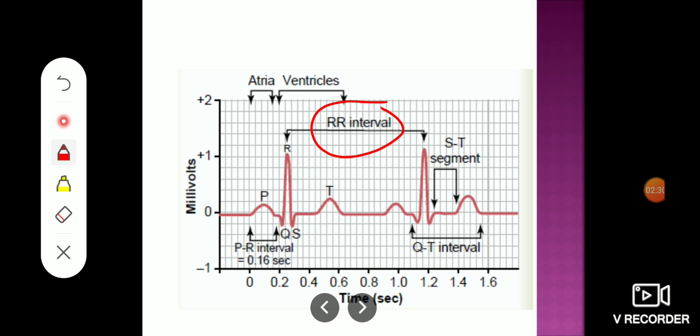Now the question will come: why do we want to know the heart rate from the ECG? Under normal conditions we don't need it, but when there are ventricular arrhythmias, atrial arrhythmias, or when the ventricle is beating fast, at that time we should know the rate of the ventricle during fibrillations and flutter, so that we can differentiate. So RR intervals are used in the ECG to find the heart rate.